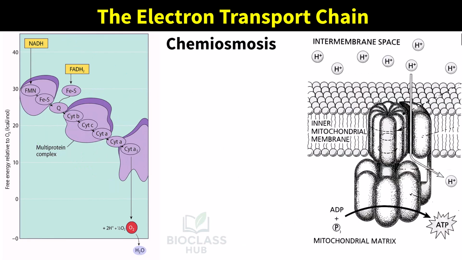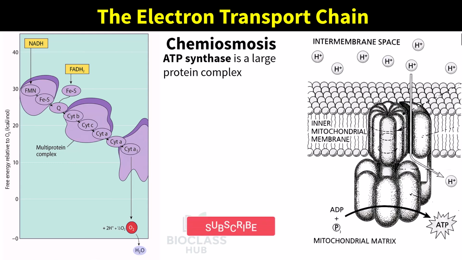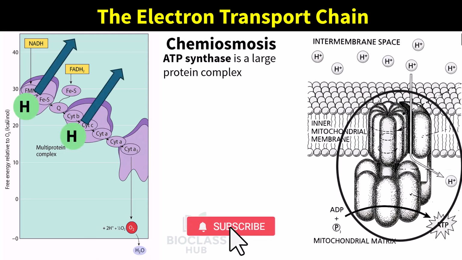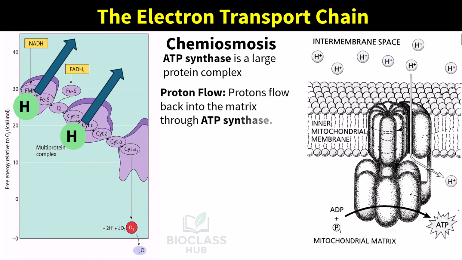Chemiosmosis. ATP synthase is a large protein complex embedded in the inner mitochondrial membrane. It acts like a molecular motor, using the energy from the proton gradient to synthesize ATP. Mechanism: proton gradient. The electron transport system creates a high concentration of hydrogen in the intermembrane space and a low concentration in the matrix. This gradient stores potential energy, similar to water behind a dam.